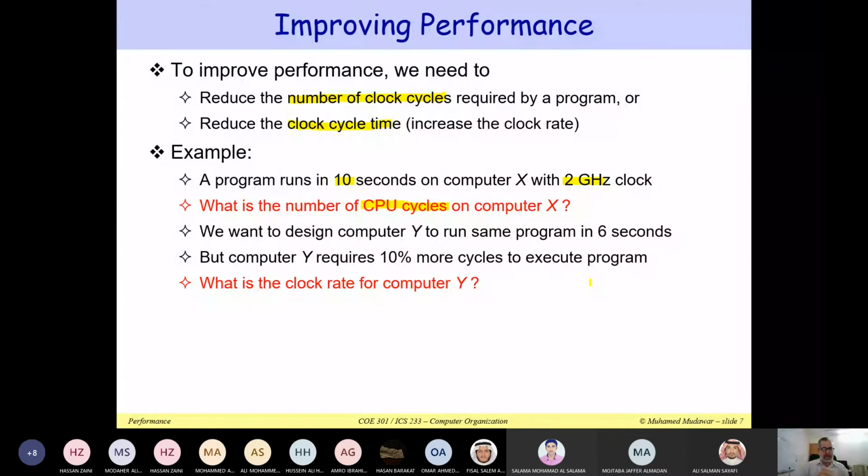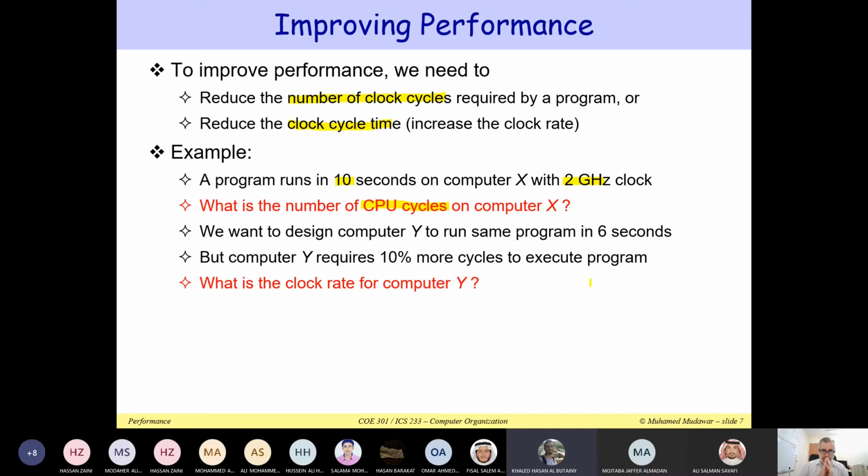We have 2 gigahertz, means we have 2 times 10 to the power 9 cycles per second. Giga means 9, sorry, yes, 9. Cycles per second. Yes. And we have 10 seconds. So we divide by 10 to the power 9.